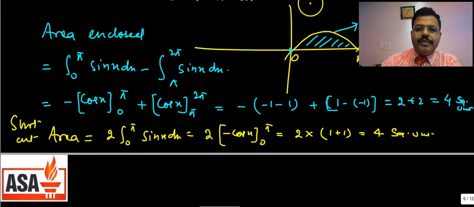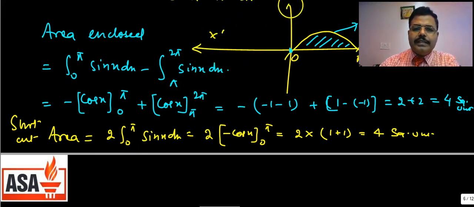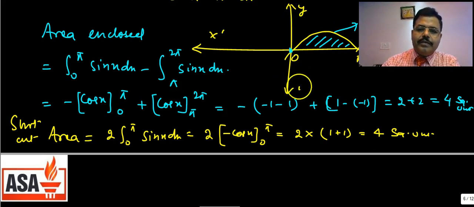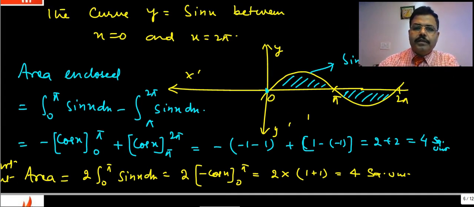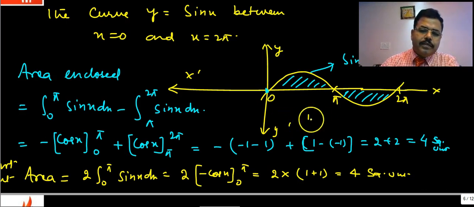So using the same fact, you can calculate the area, right? X dash, this is y dash, you know, and this is the x axis as well. Got it? So this is pi, and this is the x axis. So you can do that.